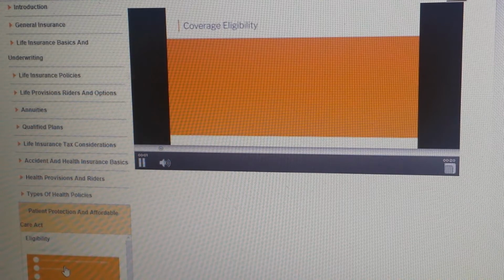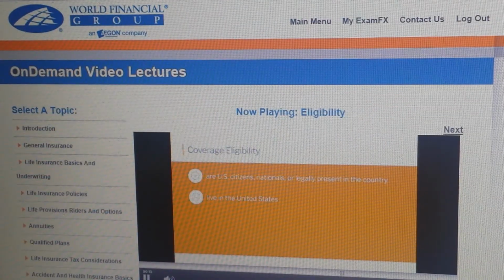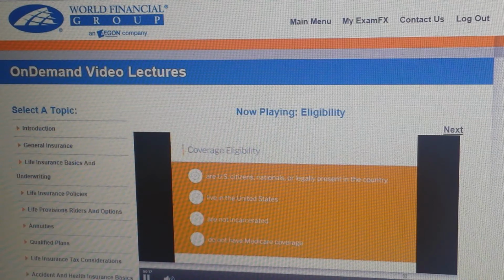The Affordable Care Act. Coverage is available to uninsured individuals who are U.S. citizens, nationals, or legally present in this country. They live in the United States, they are not incarcerated, and they do not have Medicare coverage.